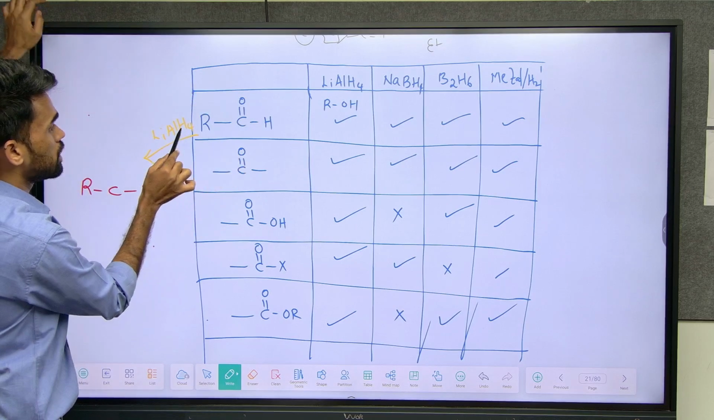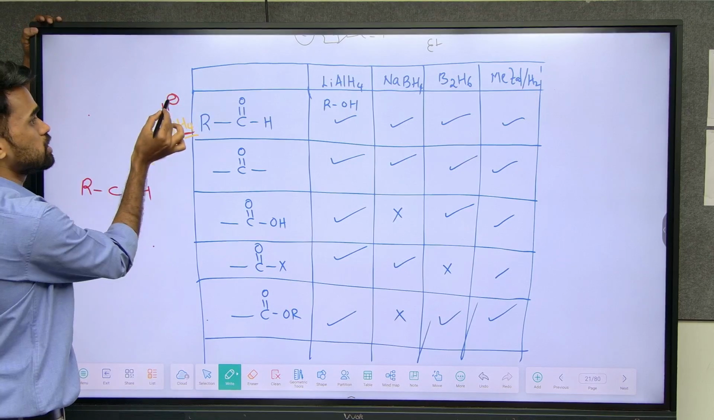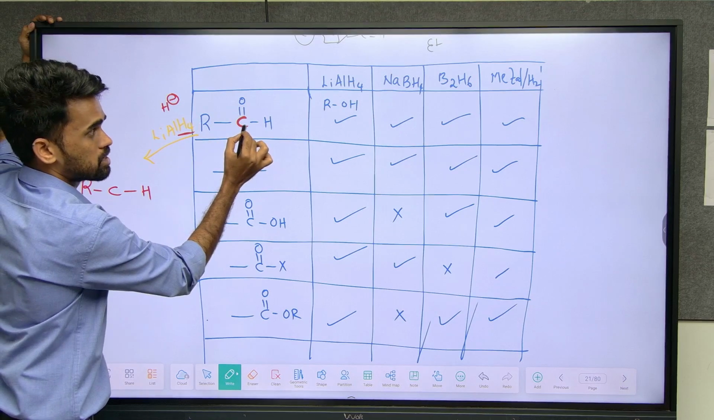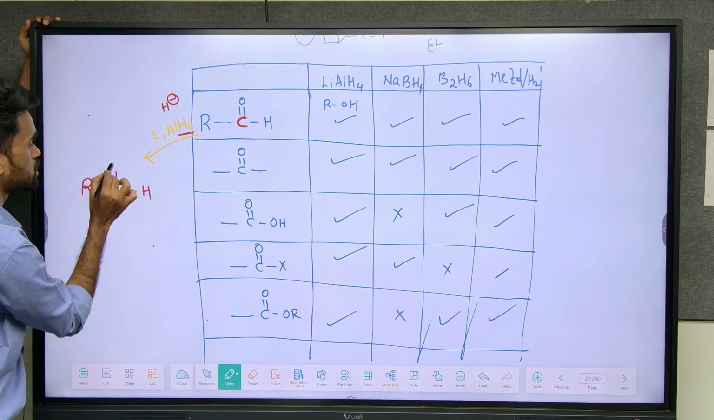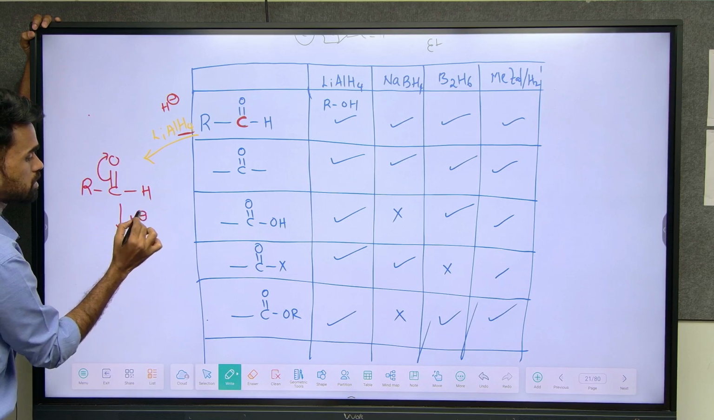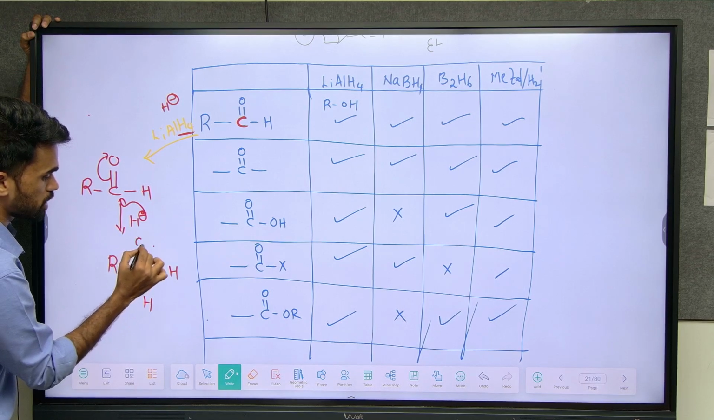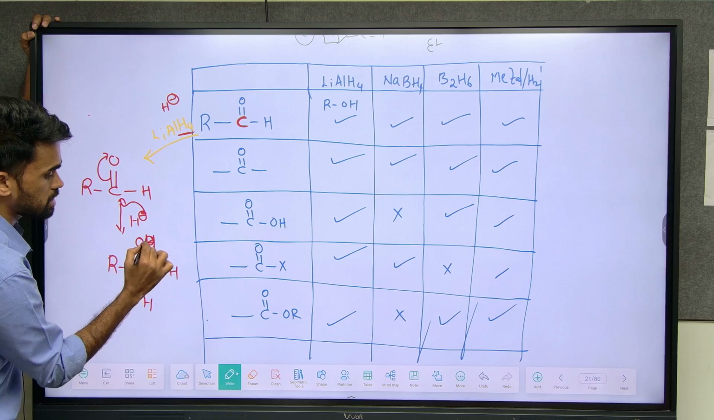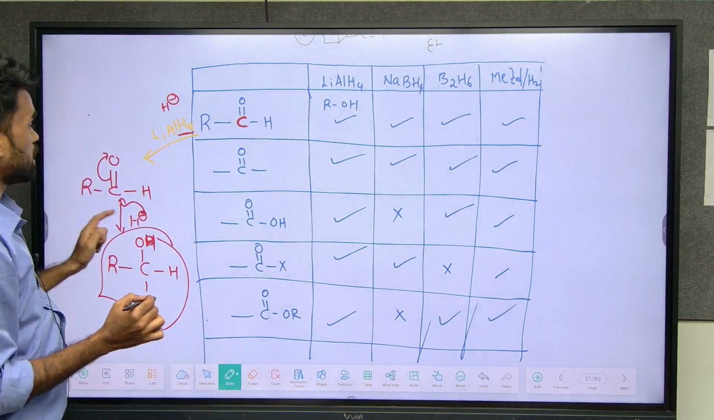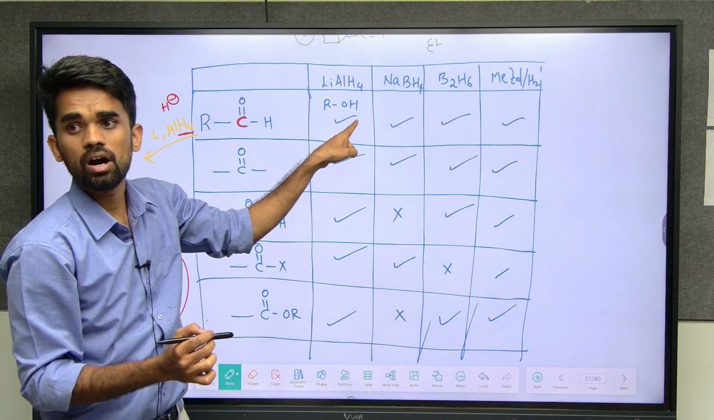See what happens: lithium aluminium hydride gives H minus. This carbonyl group carbon is electrophilic, so there the H minus will attack. Now what happens here? This oxygen will drag the pi bond towards itself. This H minus is adding, so it becomes RCH, this new H also coming, and this becomes O minus. Further hydrolysis gives you alcohol. So what is the final product you are getting? Alcohols. So aldehydes upon treating with lithium aluminium hydride get converted into alcohols.